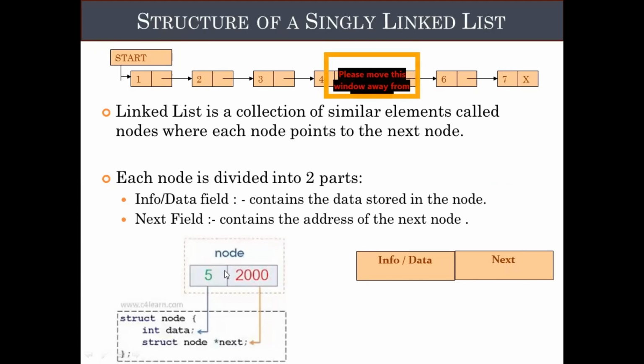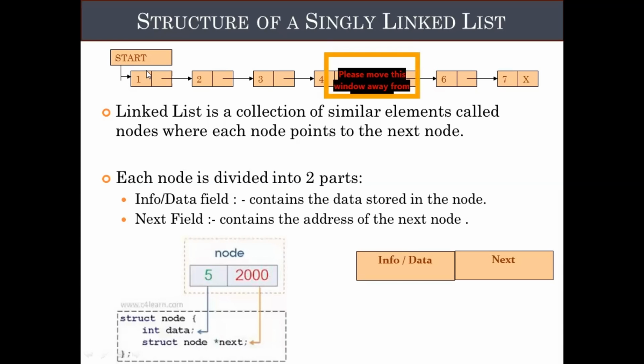For example, this is an example of a node structure. Like in the first part, you can see this 5 represents the data that is stored in the node, and this 2000 is actually the memory location of the next node, which is stored in the next field of this node. Okay.